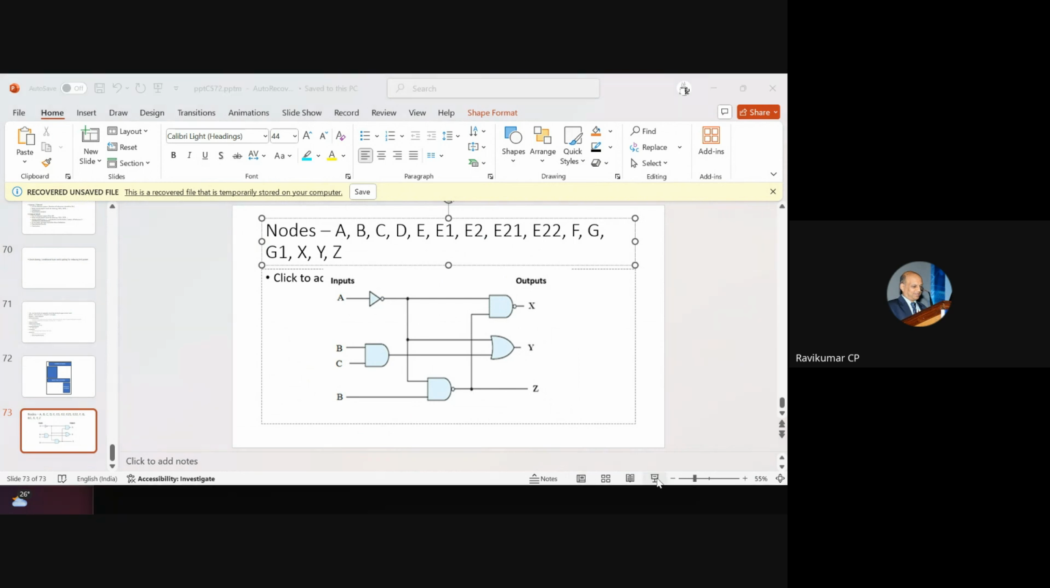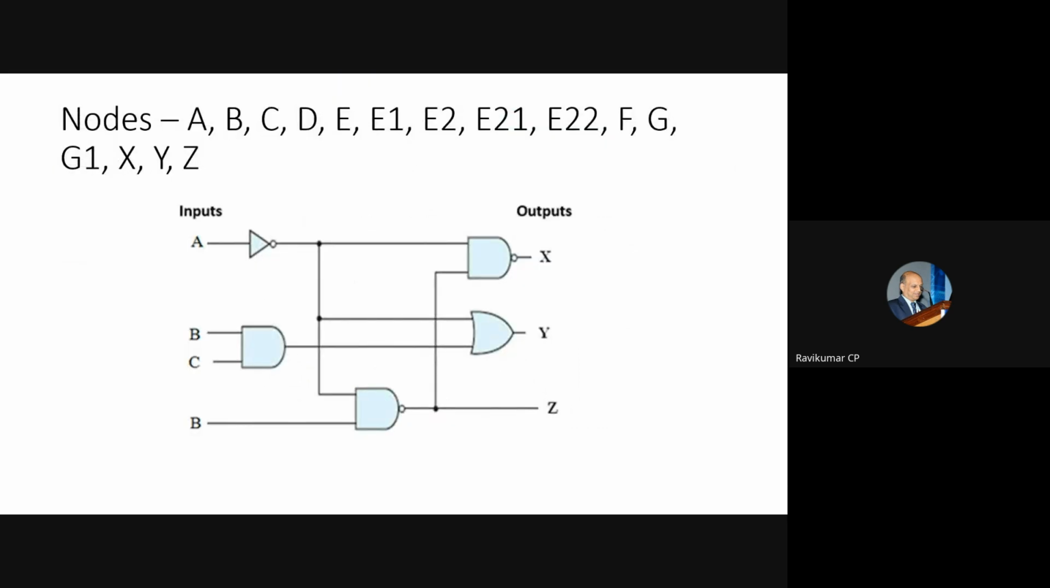So how many nodes are there? We have 4 plus 5, 6, 7, 8, 9, 10, 11, 12, 13, 14. There are 15 nodes here. So if you allow any one of them to be stuck at 0 or stuck at 1, right? Or maybe it is neither stuck at 0 nor stuck at 1. So each node can be in any one of the three states. So how many possibilities are there? 3 to the power 15, correct?